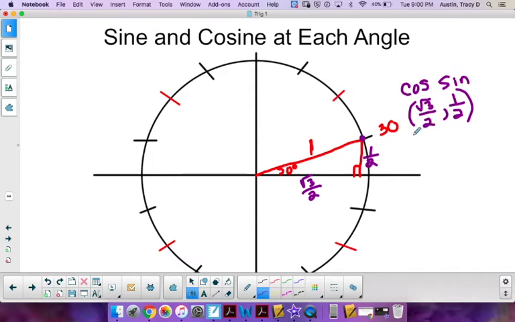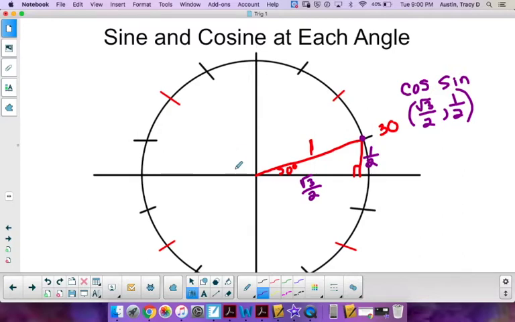Okay? It's a lot to wrap your mind around, but that triangle that I make that corresponds to that 30-degree mark has this as an x and a y coordinate, right? And it happens to be the exact same thing, because my hypotenuse is 1. It happens to be the exact same thing as the cosine and the sine of 30 degrees. Very, very important.